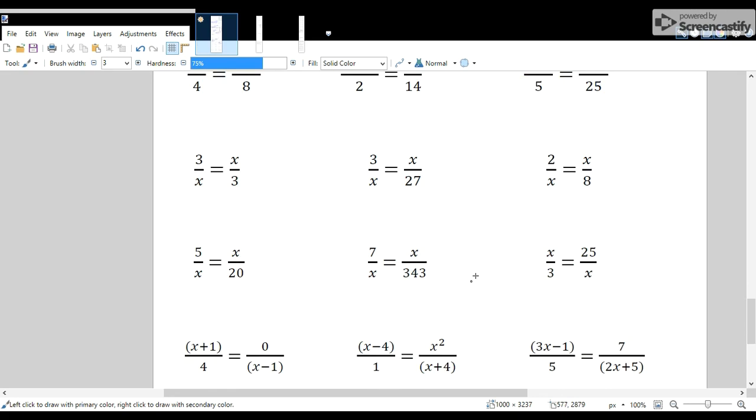Let's look at another one. 2 over x equals x over 8. Cross multiply. 2 times 8 is 16. X times x is x squared.